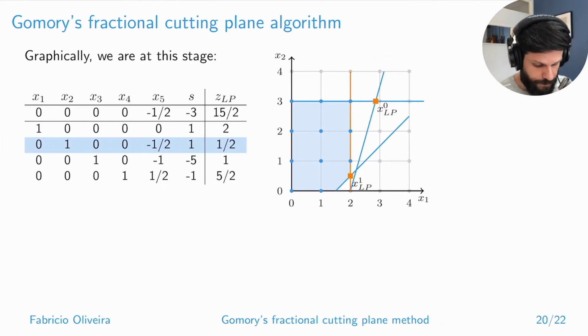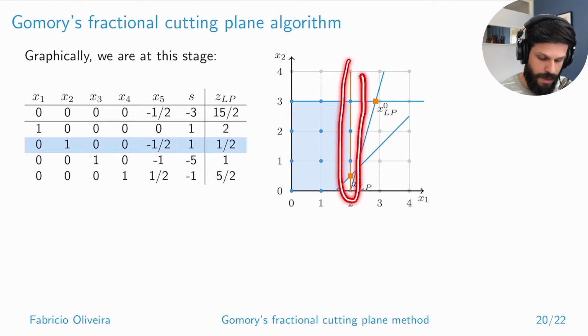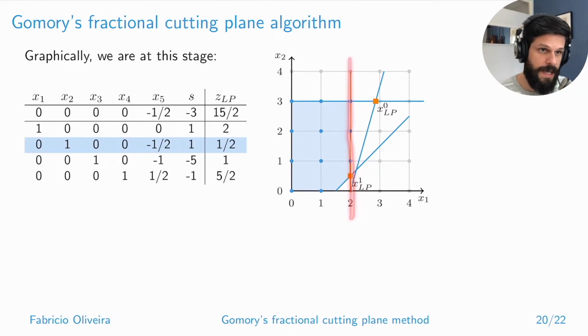Well, pick one of the fractional variables. I'm picking x2. And by the way, this is where we solved. This is exactly that first cut we generated. So this is the constraint that has just been added. See?